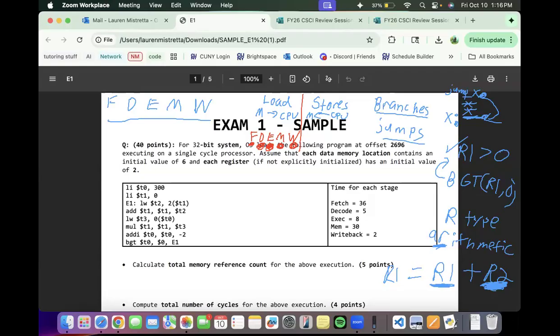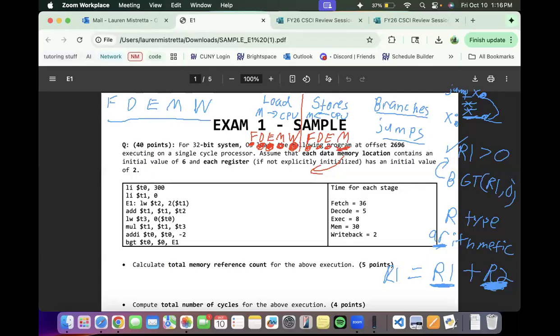Stores is going to be a little bit different. We're going to do fetch, decode, exec, mem. The reason for this is because we're still going to do our fetch, decode, exec, same thing, but this time we're not writing back to the CPU. We're going to memory and we're leaving the data there. So the data goes to memory and that's it. It stays in memory. So what happens in memory stays in memory. Because of that, we are not going to be writing back when it comes to that.